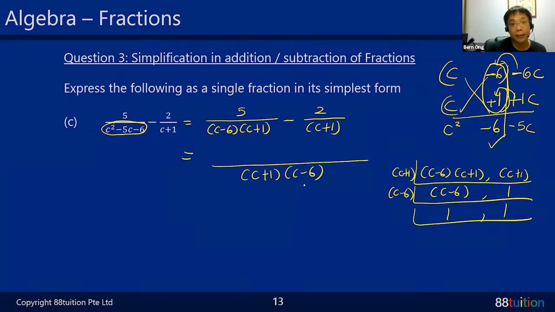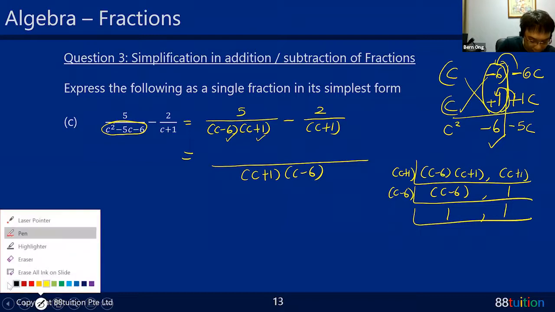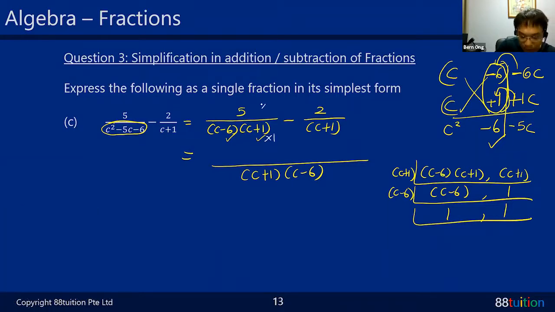Different school, different rules. Okay, so the common denominator is C plus 1, C minus 6. For the very first fraction, what do I need? I don't need anything because I already have the C minus 6 and C plus 1. So down here, I need to times 1, and on top times 1. The second fraction, I need a C minus 6. Below times C minus 6, on top times C minus 6.